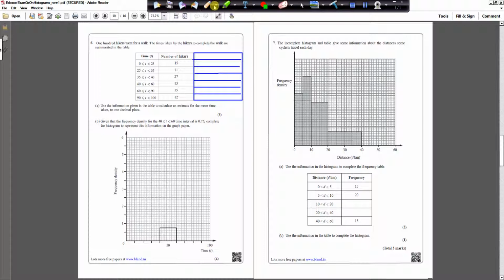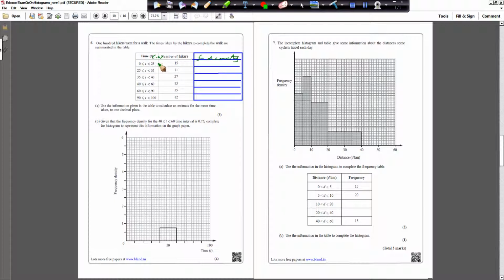Okay, right. Now what are we going to call this column? This is going to be called what? Frequency density. Okay, here we go. Now, what we need to work out first of all, girls, is what? Once we know what the time is, we need to work out the class width, which is how wide the class of data is.